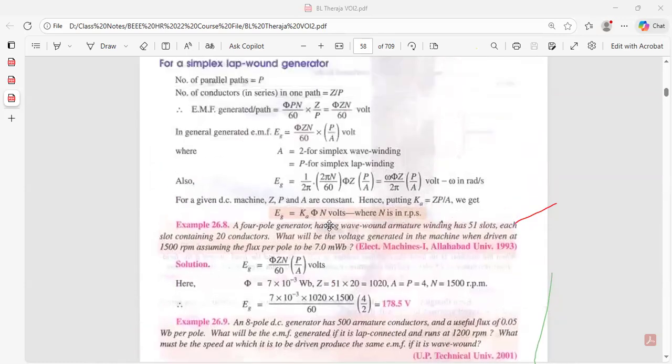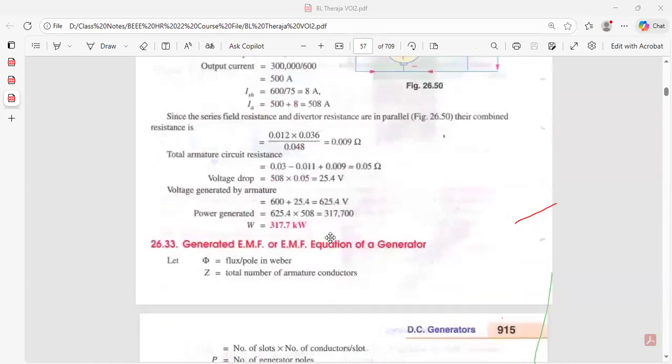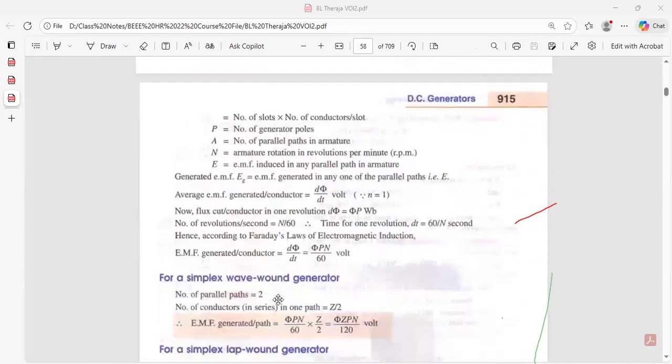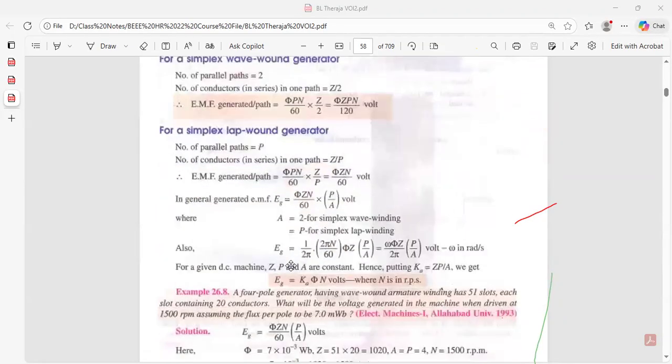In your notes, you write down the EMF equation. Note down page number 915, B.L. Theraja volume 2, EMF equation of DC generator. You have to derive it in the notes. Tomorrow I'll see in the class. In online also you have to show by clicking on the video.